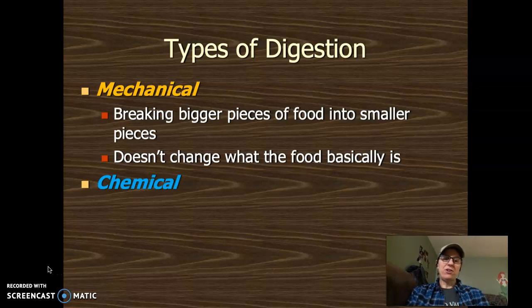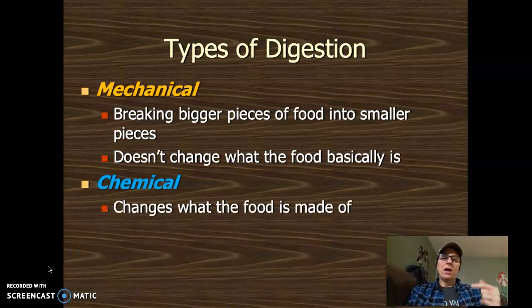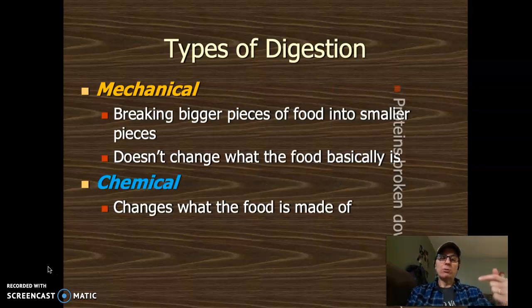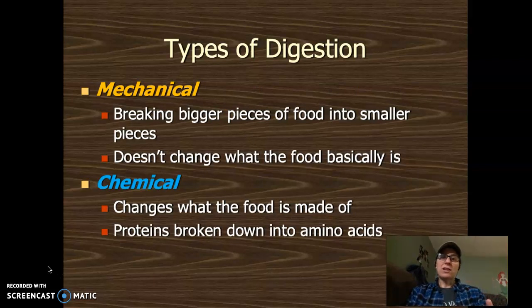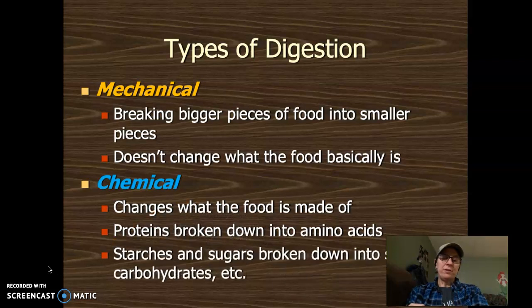In a chemical change here in anatomy, it changes what the food is made of. So it's no longer just taking bigger pieces of food and breaking them down into smaller pieces. It's actually changing the essence of what the food is. Proteins. The pork tenderloin that I ate tonight is starting to be broken down into individual amino acids in my stomach. You have starches and sugars that are longer molecules broken down into simple carbohydrates. That's chemical change. And we will go through each stage in the process and talk about where mechanical change takes place and where chemical change takes place.